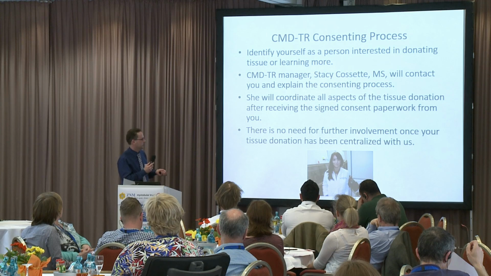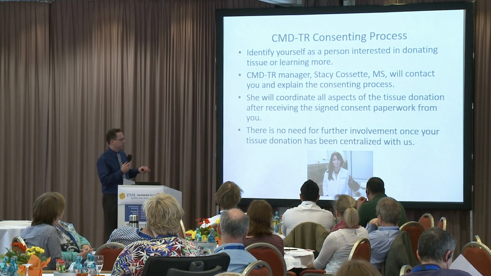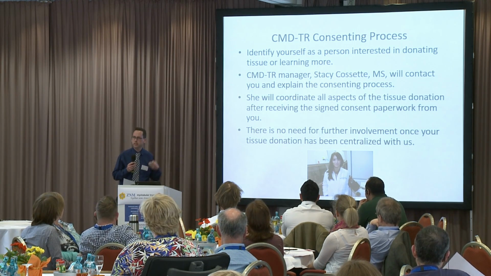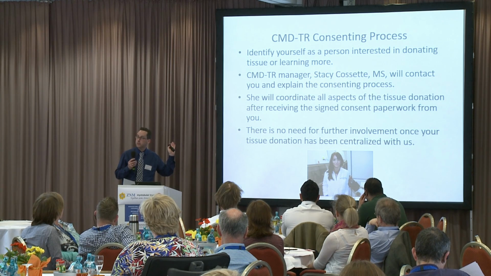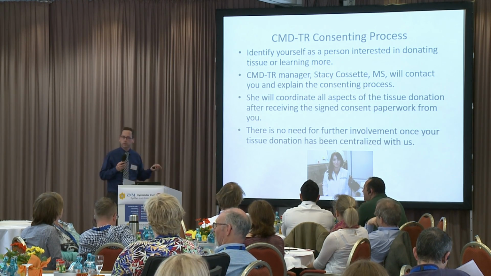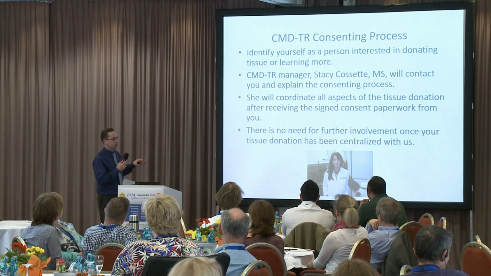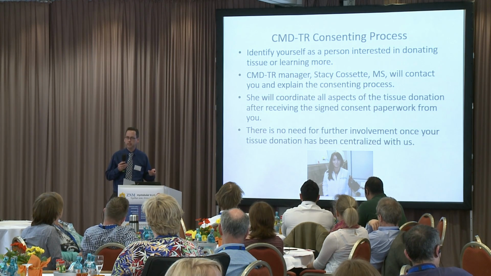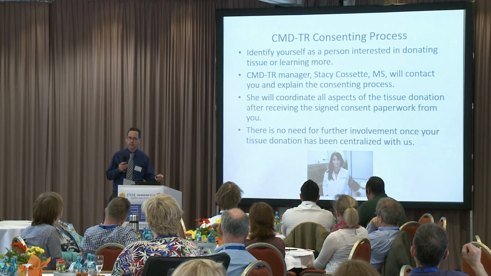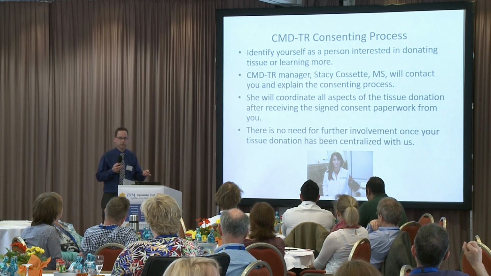Our consenting process I've pretty much described. This is my assistant in the repository, Stacy Cassette. She's the mother of an amylin myopathy patient. You contact Stacy, you tell her you're interested. And then she will provide you with more information, more consenting documents, and then you can decide if you're interested. And then once you consent, we take care of everything beyond that. We contact your hospital, we get them to release the specimen, we get them to ship the specimen, we pay for the shipment, we bank it, we inventory it, and you don't need to be involved again unless you want to change the status of your donation.